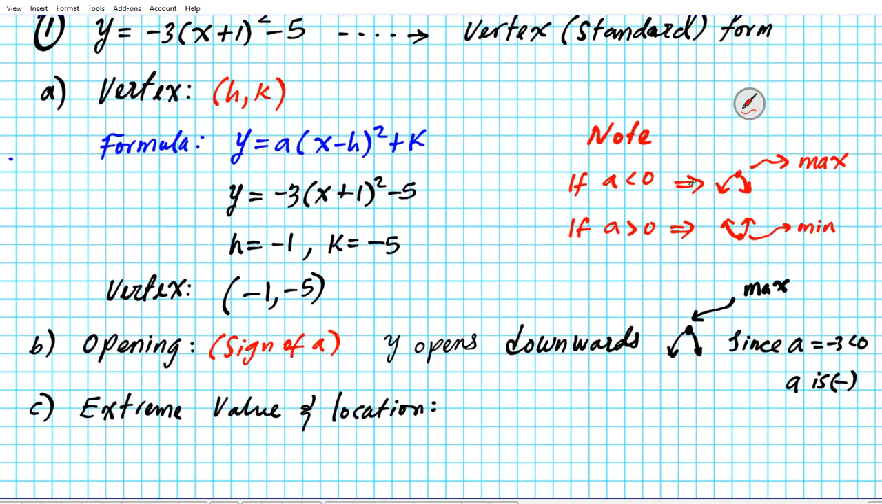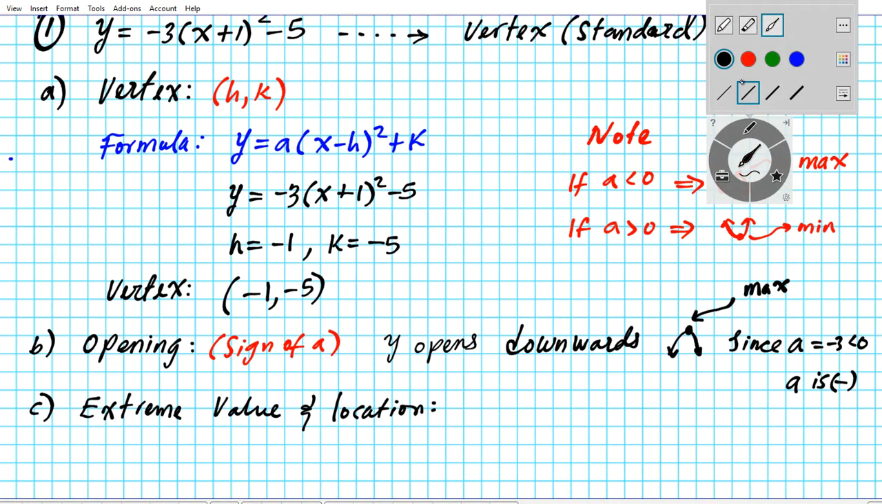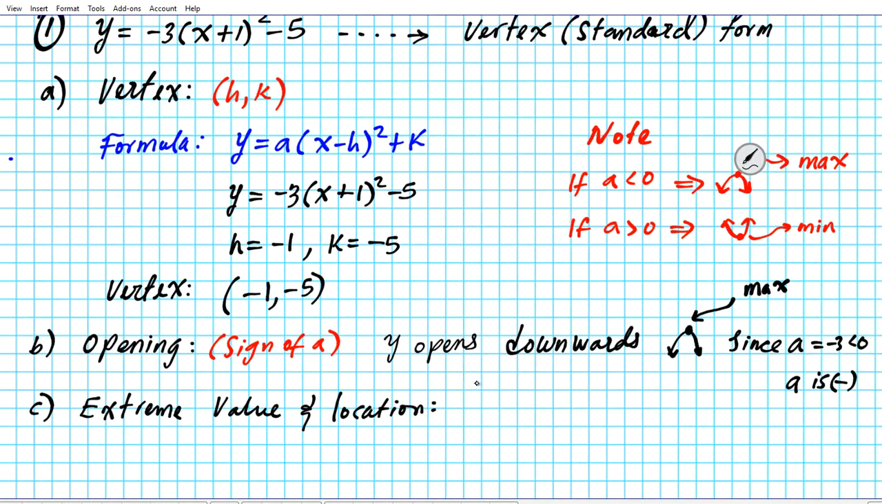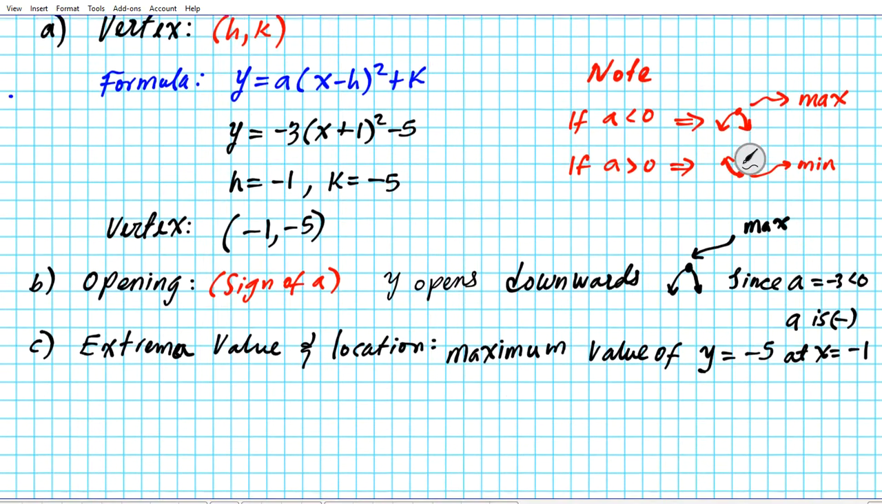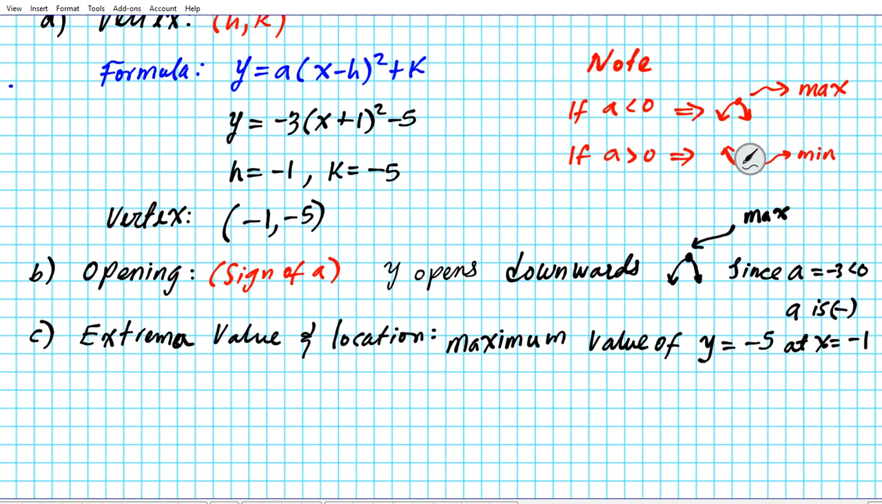Let's go ahead and write down what our extrema is and what the value is. In this case, we have a maximum because it's downward opening. Maximum value of the y-coordinate of the vertex, y equals negative 5 at x equals the x-coordinate of the vertex, negative 1. So the vertex tells us the extrema value and the location. Now let's move on to the next part.